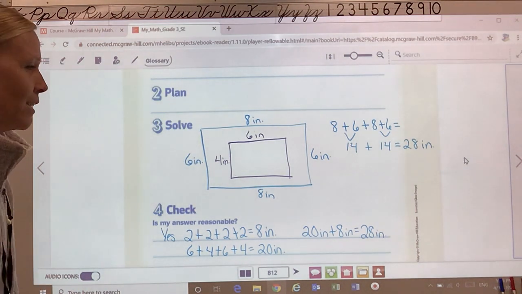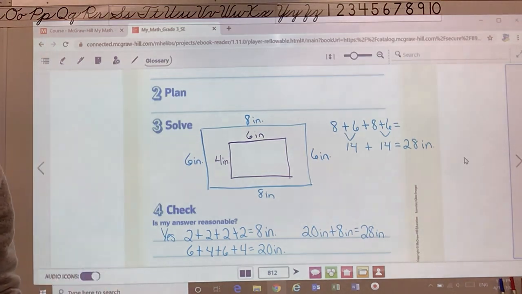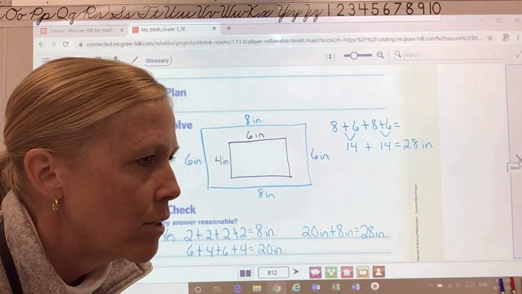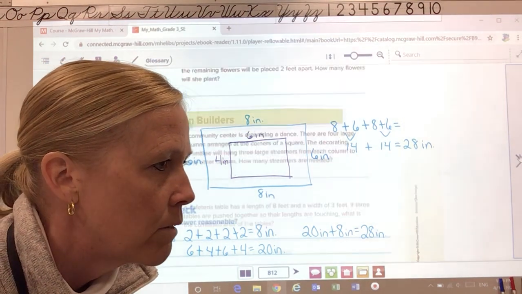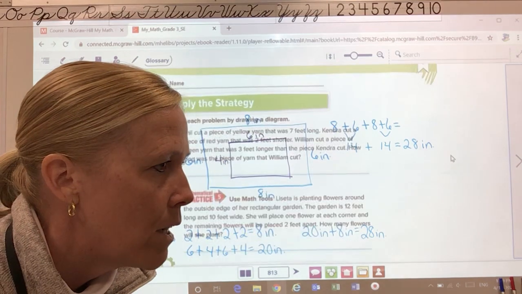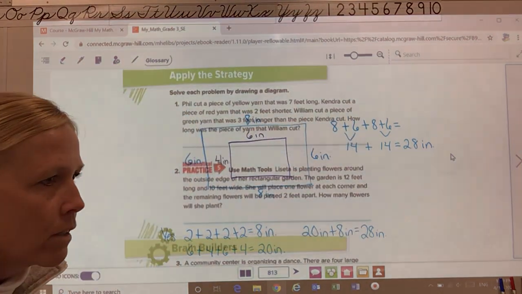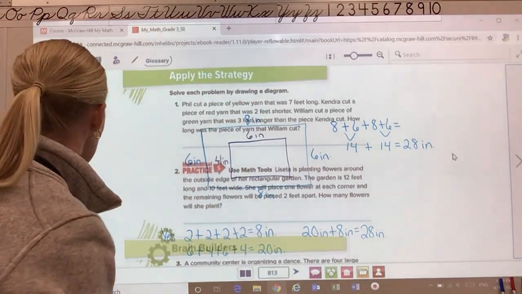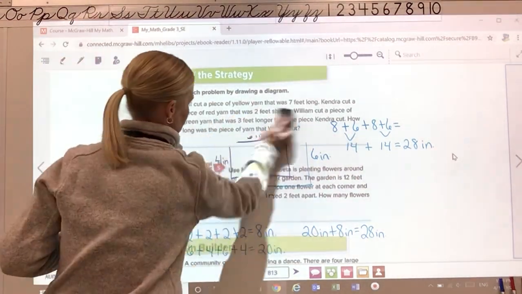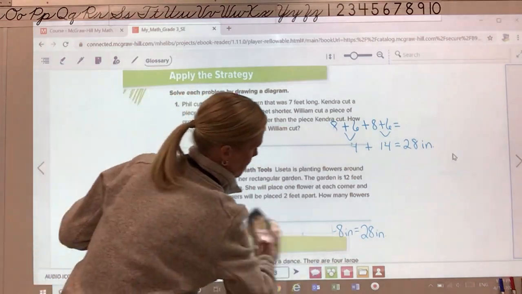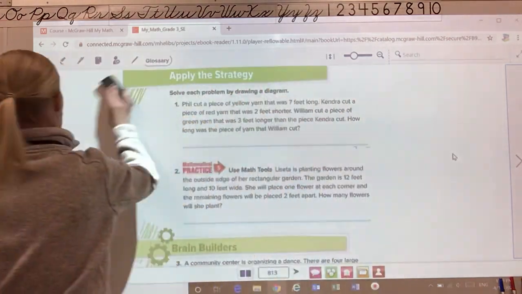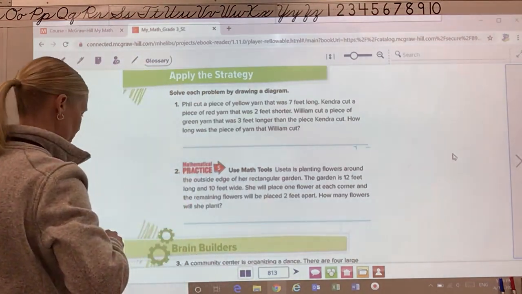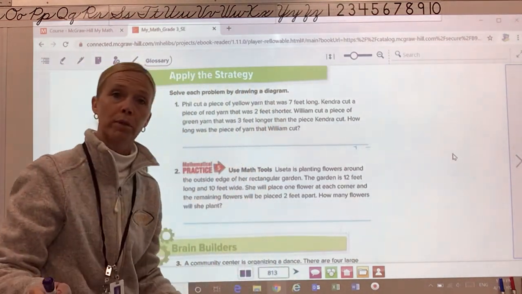Okay, good. I am going to do a few more with you on the next page. Some of them were a little tricky, so I thought let's go ahead and do those together to help you out. All right, let's head up to the top. Applying the strategy. Let's go with that one. All right, so let's look. Let's step it through. Let's read through it first.